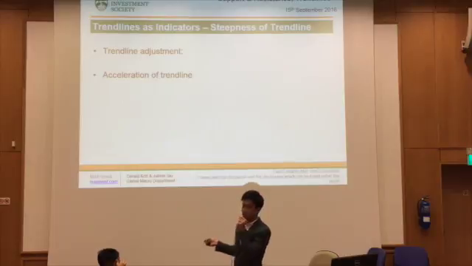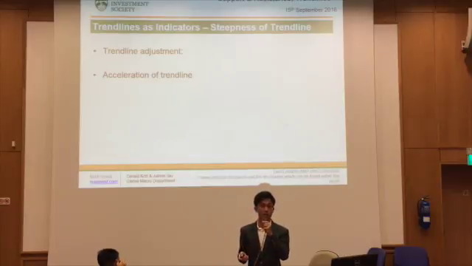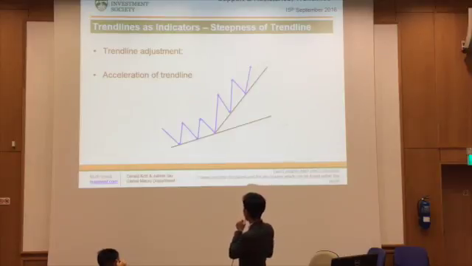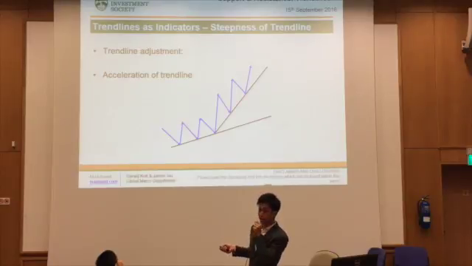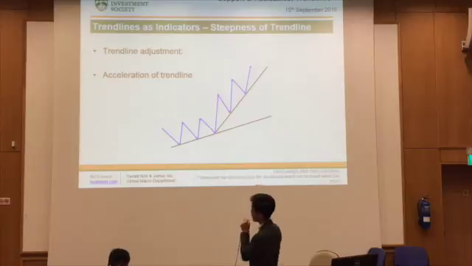And the opposite is also true. We have the acceleration of a trend line. This is the initial trend line, which is quite flat, but then because of market changes or fundamental changes in the underlying asset, the price accelerates a lot faster. So then you have the acceleration of the trend line. That's how you look at the steepness of the trend.